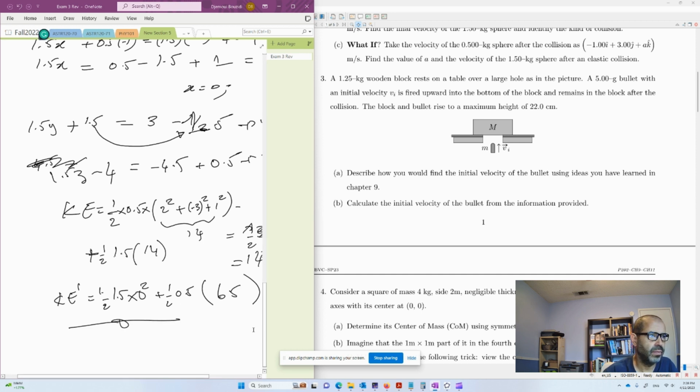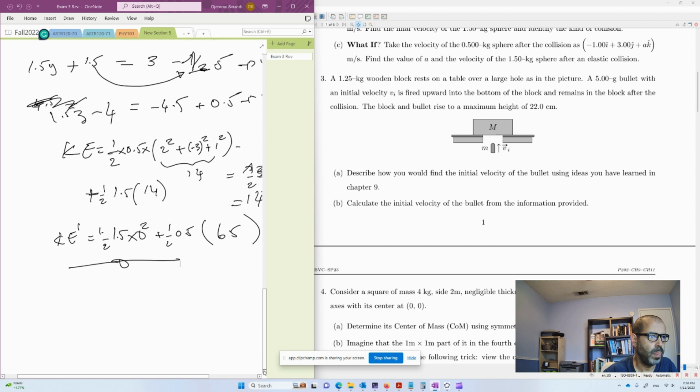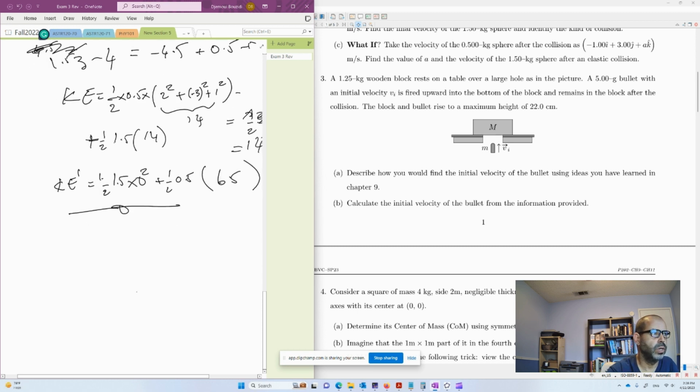So here is the situation. The block with the embedded bullet rises from immediately after the collision to a certain height h, and that height is actually 0.22 meters. Don't forget that this is in centimeters. From this information, we should be able to find the initial velocity.